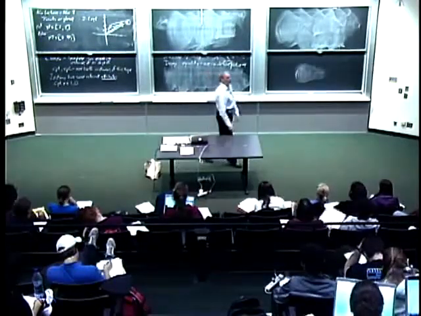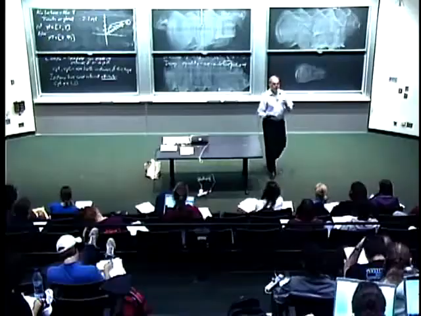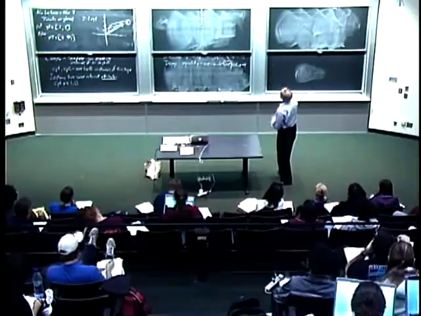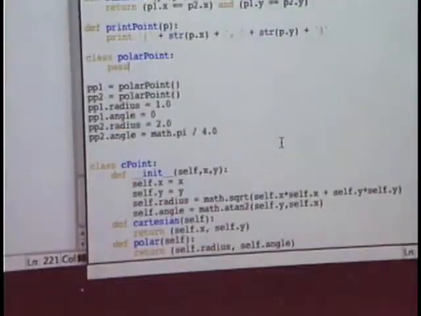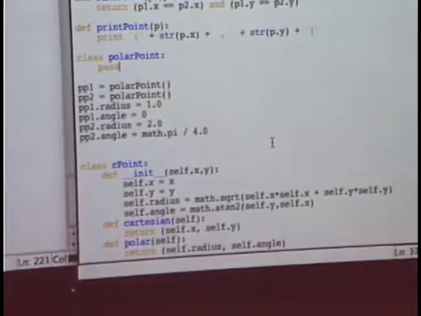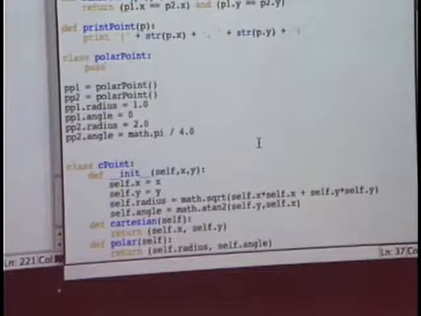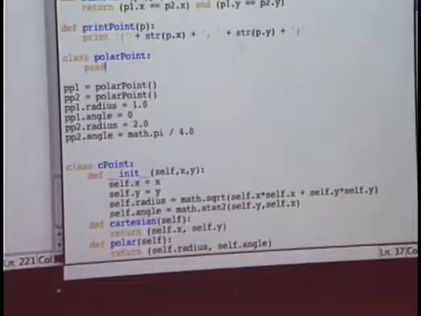So, as I said, now I can go off and create a different class. I've got Cartesian points, I could create polar points. I'm going to run it in a second, but you can see the same kind of idea. I define a class called polar point, I create a couple of them, and I give them a radius and an angle. And then, having done that, let me just run it here.